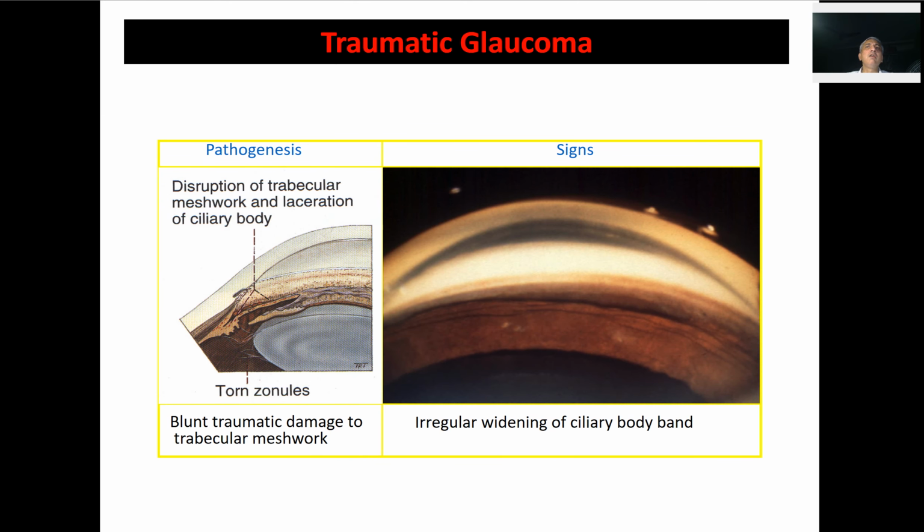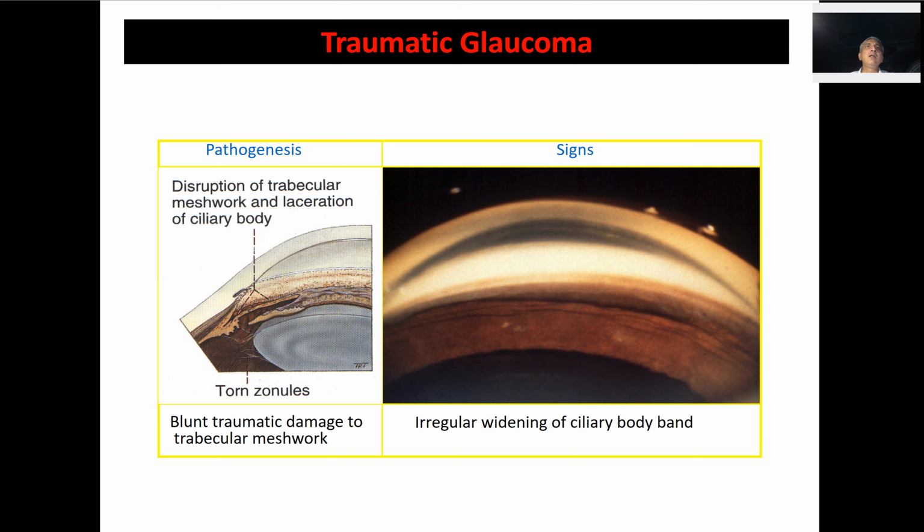And this is an entity which is called angle recession. So there's disruption of the trabecular meshwork and laceration of the ciliary body because of trauma. The iris is avulsed from its insertion. The torn zonules are seen. There's widening of the ciliary body seen in patients on gonioscopy.